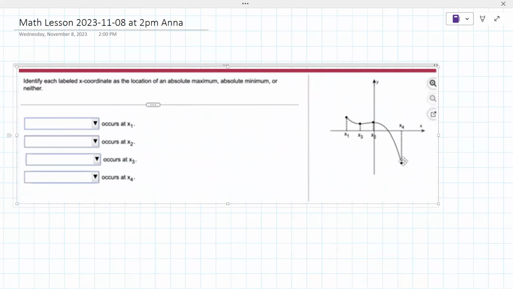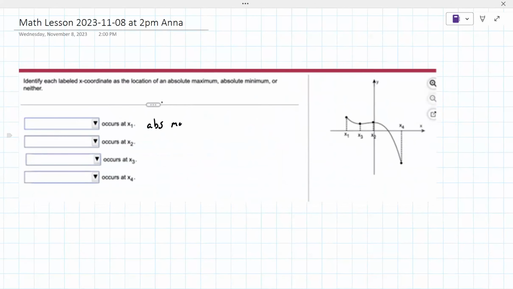Look at these points and decide whether it's an absolute max, absolute min, or neither. An absolute max means literally the highest point. So x1 is the absolute max. If you look at that, it's like hiking. That's higher than everywhere else. Where's the absolute min? That's at x4. It's the smallest or the lowest point, and then these are neither.